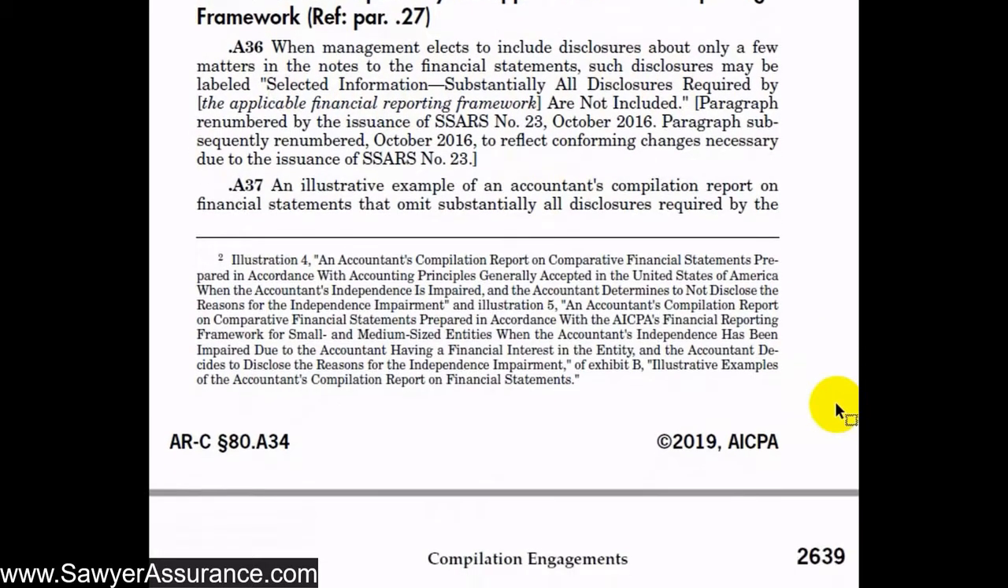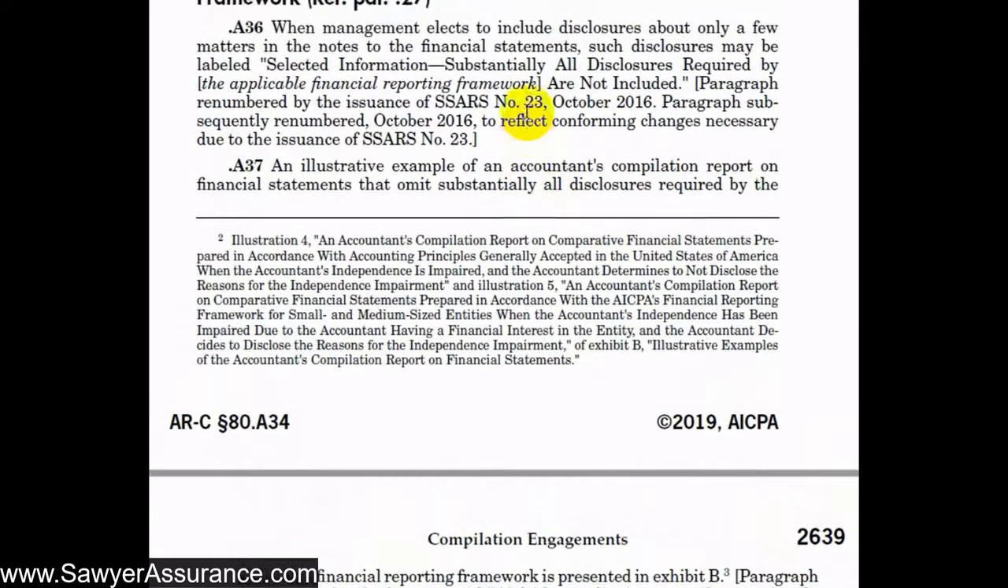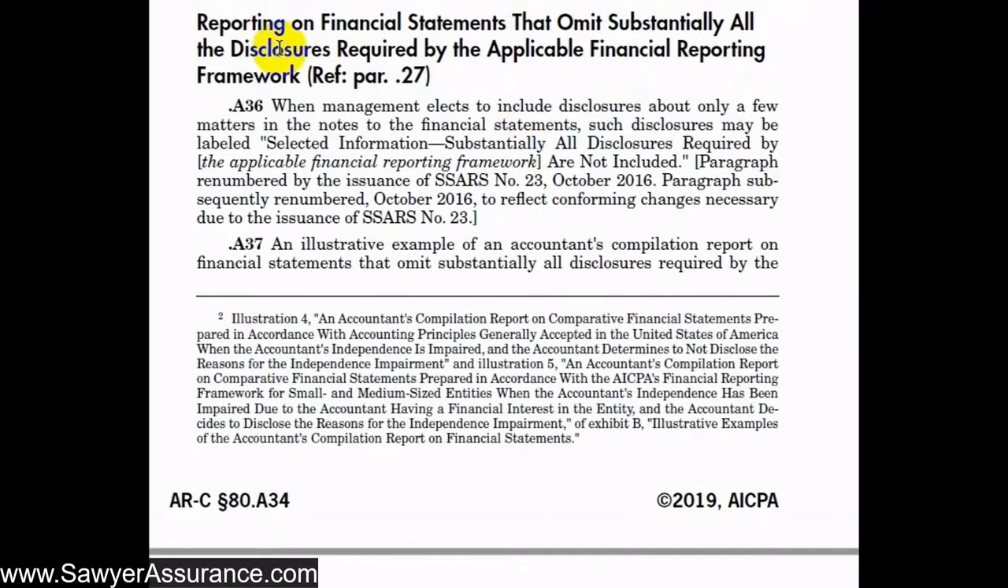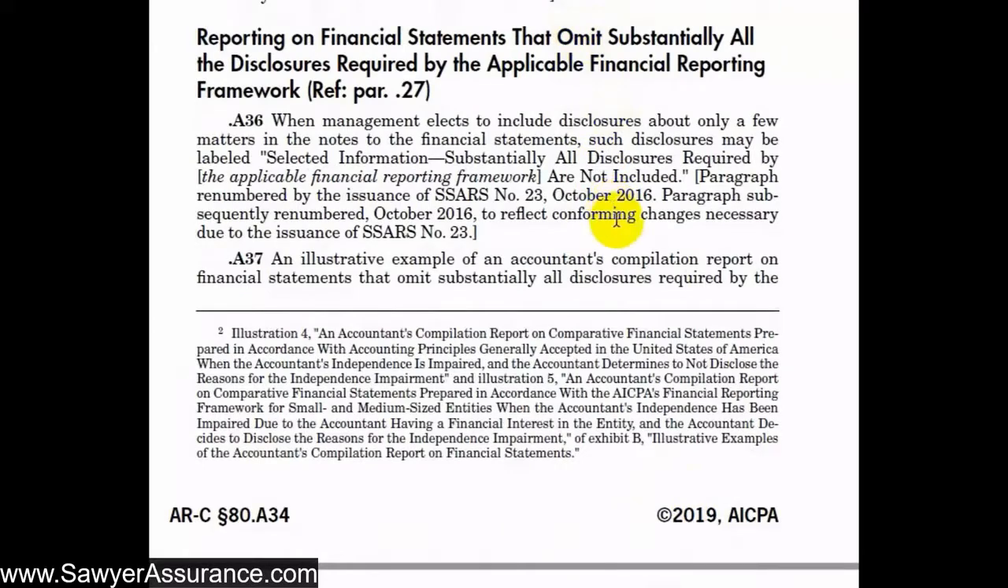So fortunately for us, we have a few examples of how we might alter our accountant's compilation report based on if management elected to omit substantially all the disclosures. And that illustrative example is down in Exhibit B. We've already looked at a few examples for other situations where we might alter the compilation report, but let's look at the examples that relate to the omitted disclosures.